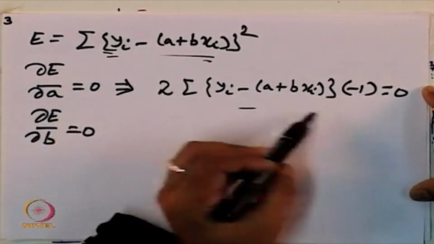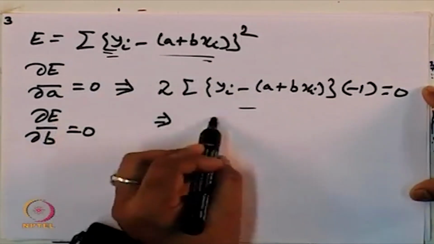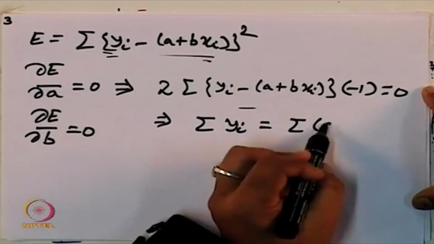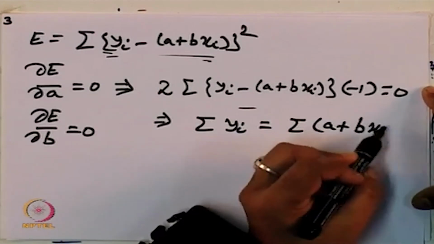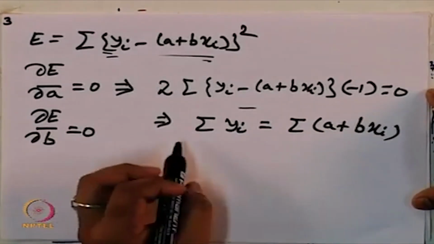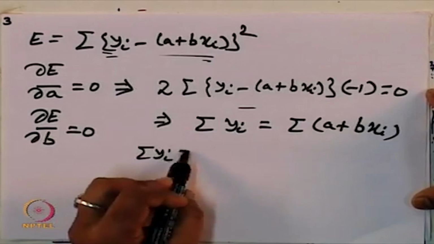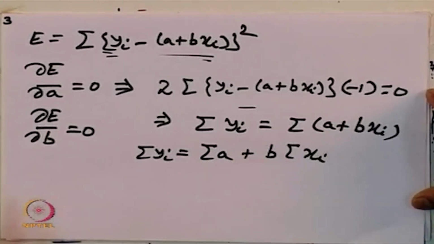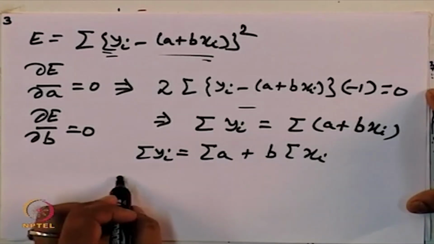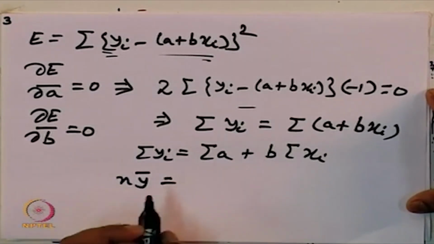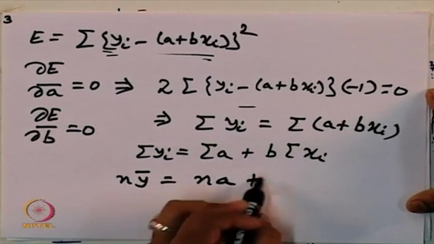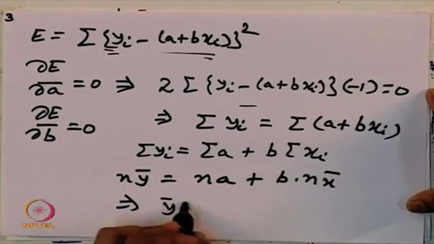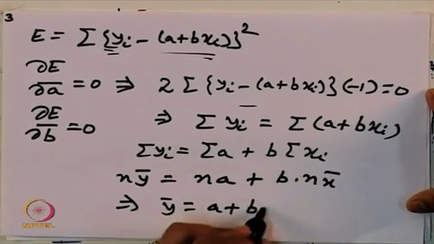So, I get a value of -1. So, this equation basically will give you the expression summation yi is equal to summation of a plus b xi. Okay. So, I can write summation yi is equal to summation a plus b summation xi. So, summation yi is basically n times y bar, summation a is n times a, and summation b is n times x bar. So, this gives me the equation y bar is equal to a plus b x bar.